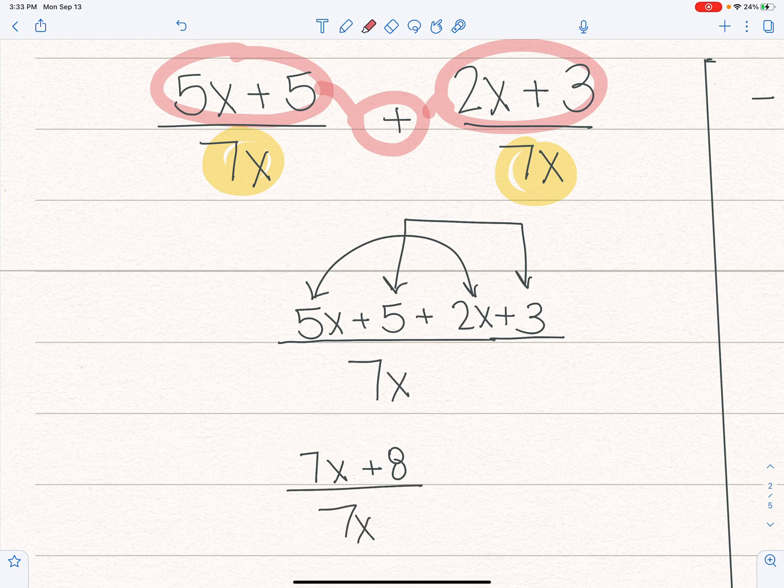Now, word of caution. Some students will want to cancel those. However, the 7x do not cancel because that 7x is touching addition. And so this will be my final answer.